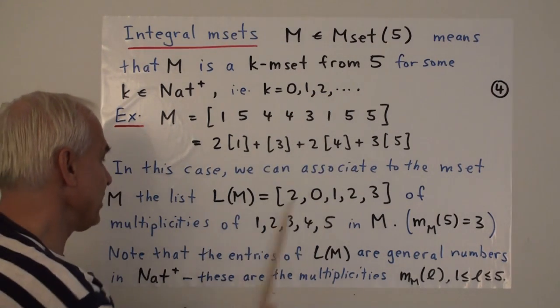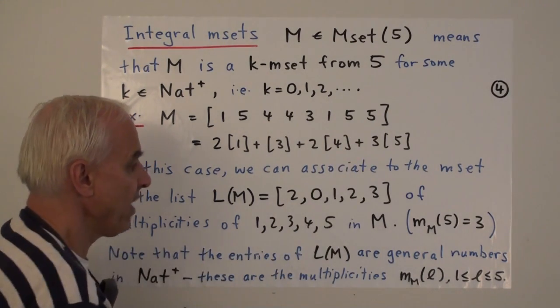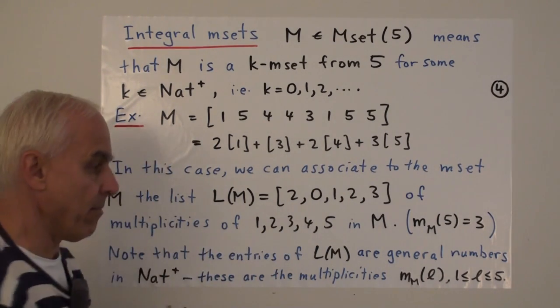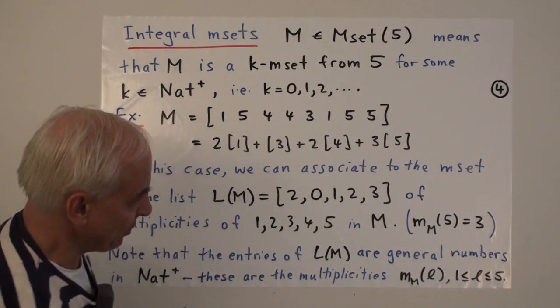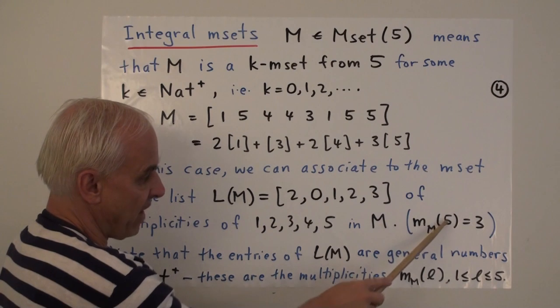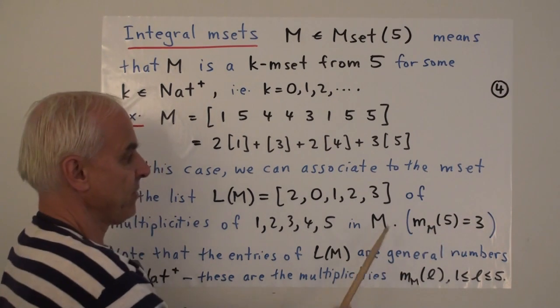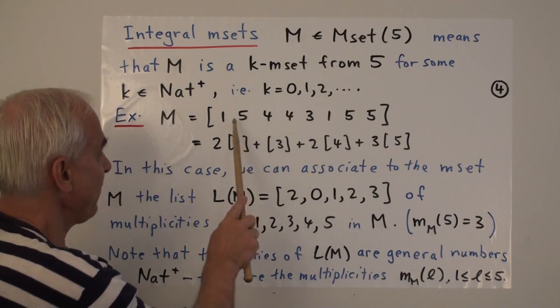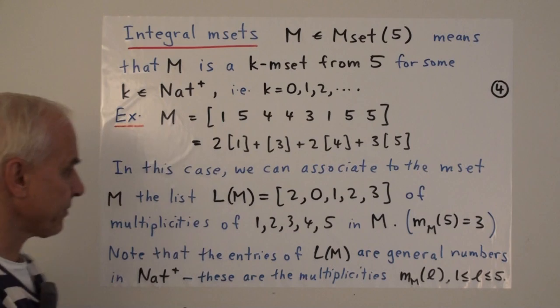So this list is a list of multiplicities of the fundamental numbers 1 through 5 in the given mset m. And I remind you, this is our notation for multiplicity. So we say that the multiplicity of 5 in m, or m sub m of 5, is 3. That 3 there represents the fact that there are 3 5s in our mset.